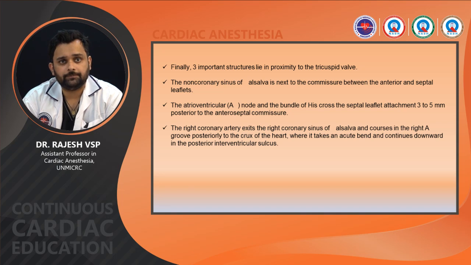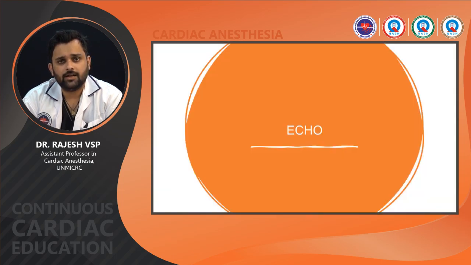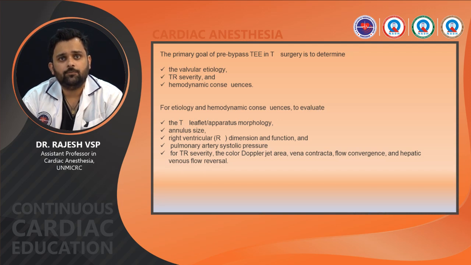Coming to the echocardiographic findings, the primary goal of pre-bypass TEE in TV surgery is to determine the valvular etiology, if any, tricuspid regurgitation severity and hemodynamic consequences. For etiology and hemodynamic consequences, we evaluate the tricuspid valve leaflets or apparatus morphology, annulus size, right ventricle dimension and function, and pulmonary artery systolic pressure. For TR severity, the color Doppler jet area, vena contracta, flow convergence, and hepatic vein flow reversals are seen.